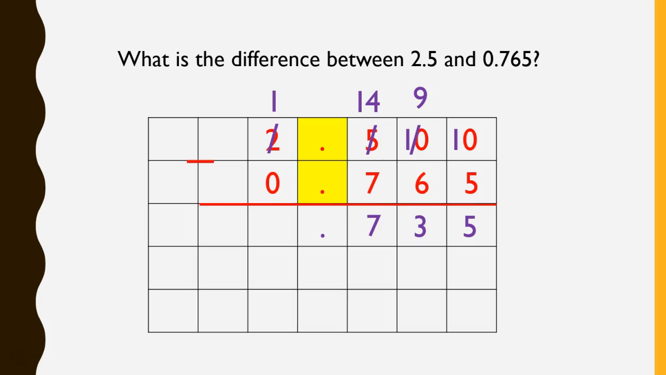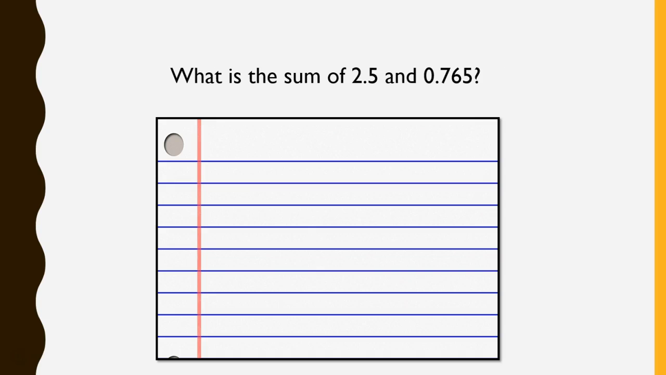I'm going to bring that decimal down in the same exact place, just straight down. And then I'm going to say 1 minus 0. And that's my answer, 1 and 735 thousandths. That's the difference between those two numbers. All right, so let's look. What if the question was, what is the sum of those two same numbers? Well, you already see that there's a key word, right? Sum. So I think you know what we're going to do there.